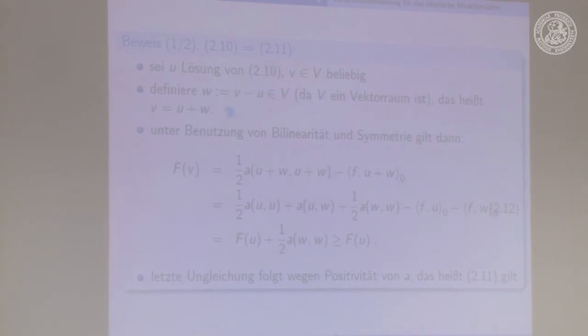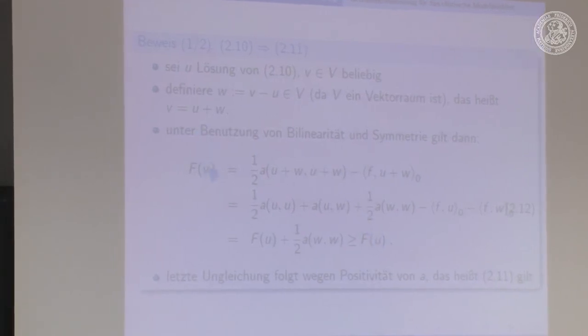Let's start with the first direction. So we have the solution U, and we want to compare the solution U with a general element V under the action of this functional F. And of course, we want to figure out that F of this general element is greater or equal than F of U. Then we have that U is a global minimum. To do this, we define W as V minus U.